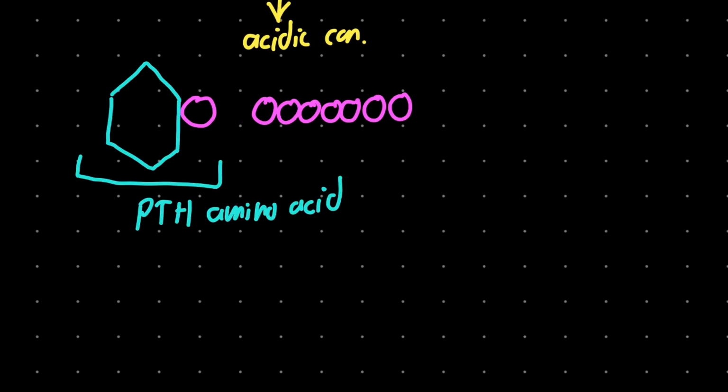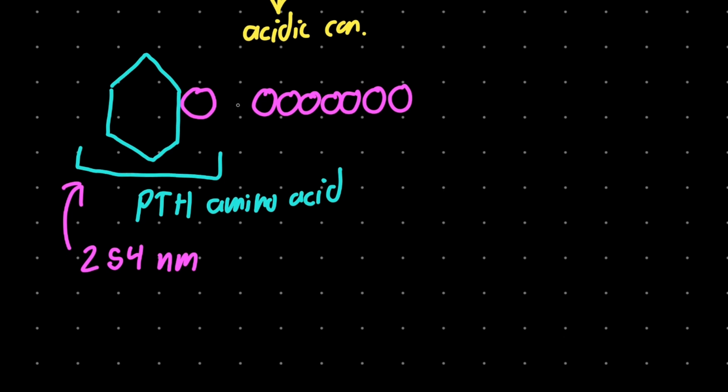Now we can measure the absorbance of this at 254 nanometers, the wavelength at which we measure the absorbance. We'll get a characteristic absorbance, and this absorbance will tell us what kind of amino acid the PTH amino acid is. So the PITC binds to that first amino acid, and based on the absorbance we get for this PTH amino acid, we can figure out which amino acid was detached.